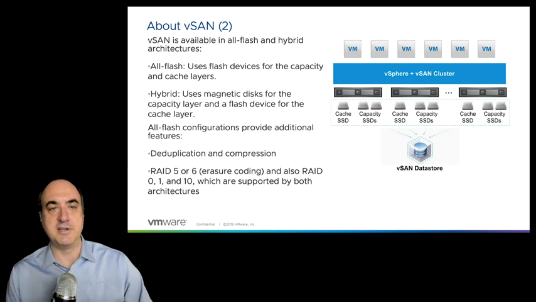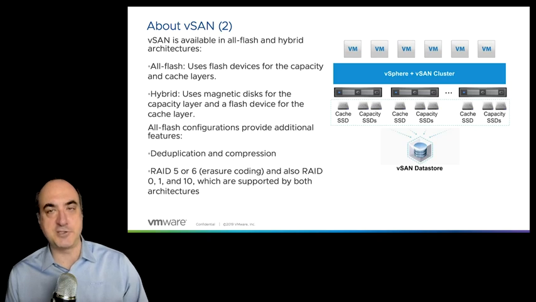This makes the way in which the vSAN operates perform far faster because of the high-speed caching tier that we've got. Hybrid, on the other hand, you have to have the cache tier always as an SSD, but now the capacity disks are magnetic drives.